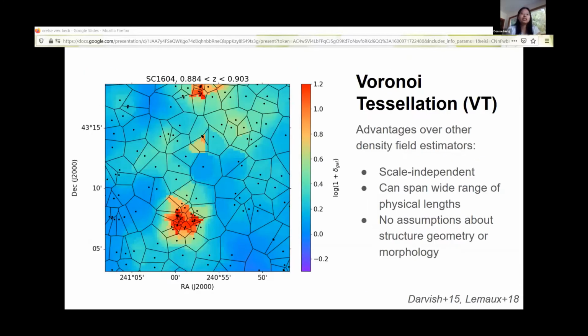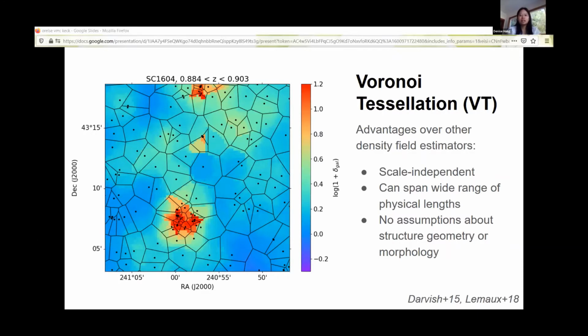For our cluster search, we divide up our full redshift range into a series of redshift slices. These slices give us a 2D plane of galaxies where we can apply our density field estimator called Voronoi tessellation. In the Voronoi tessellation, you define a cell for every galaxy in the field, and the region of the cell is the area closer to the cell's galaxy than any other galaxy. The density is then the inverse of the cell sizes.